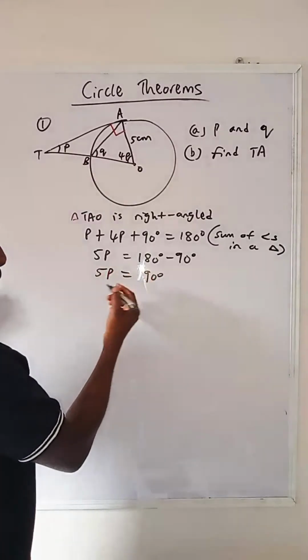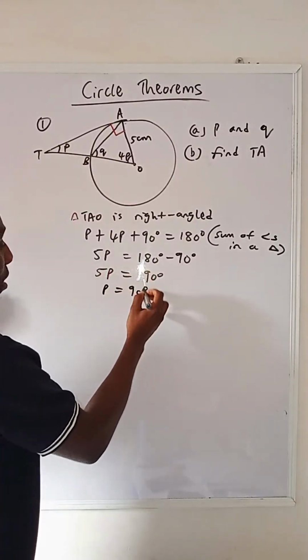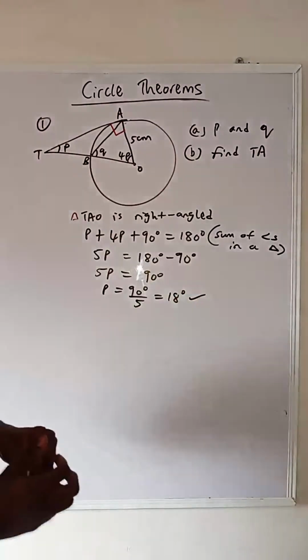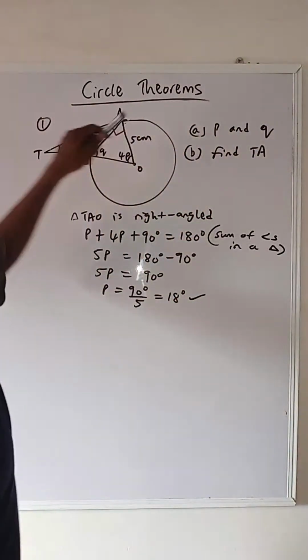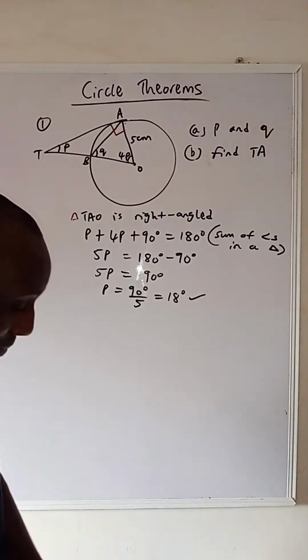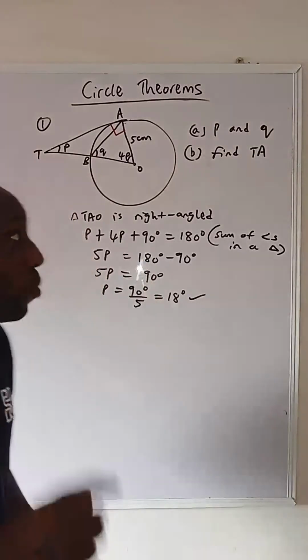So divide both sides by 5. P will be equal to 90 degrees over 5, and that's 18 degrees. We've gotten P. How can we get Q? Now that we have P, that should not be a problem, right? How can we get Q? Who wants to help us with that? Let me give you 1 or 2 minutes to try.